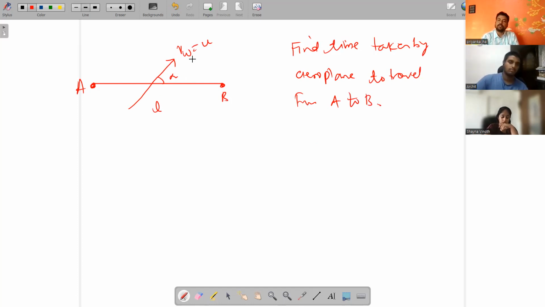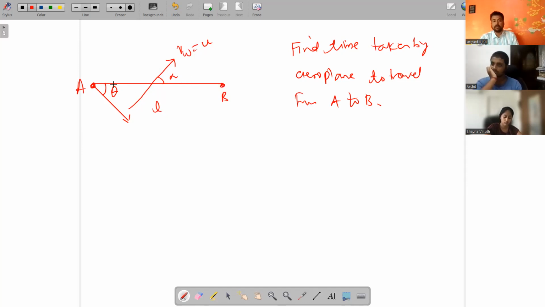See, wind is blowing in this direction. This part you must have understood: the aeroplane has to start at some angle theta in this direction, so that when the wind drags it in this direction, the resultant velocity of the aeroplane can be along the line AB, and the aeroplane can come to B, right?